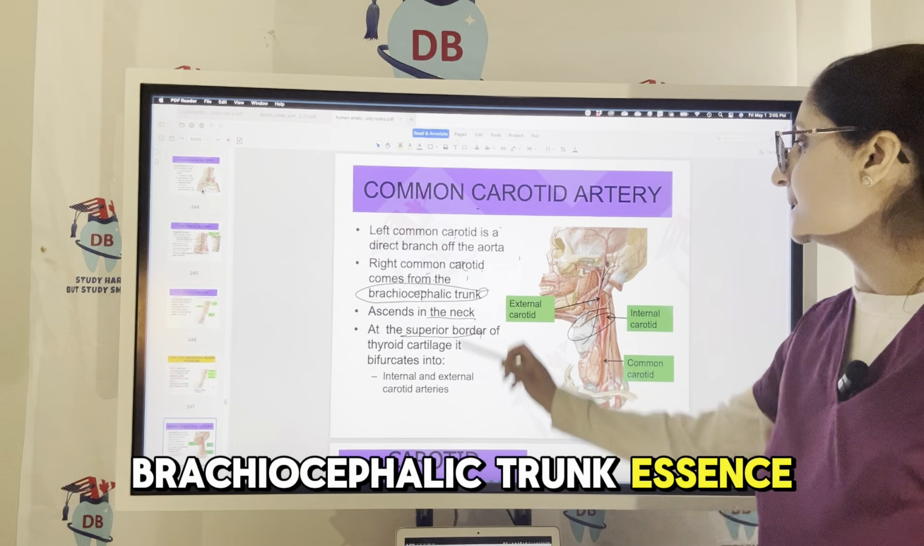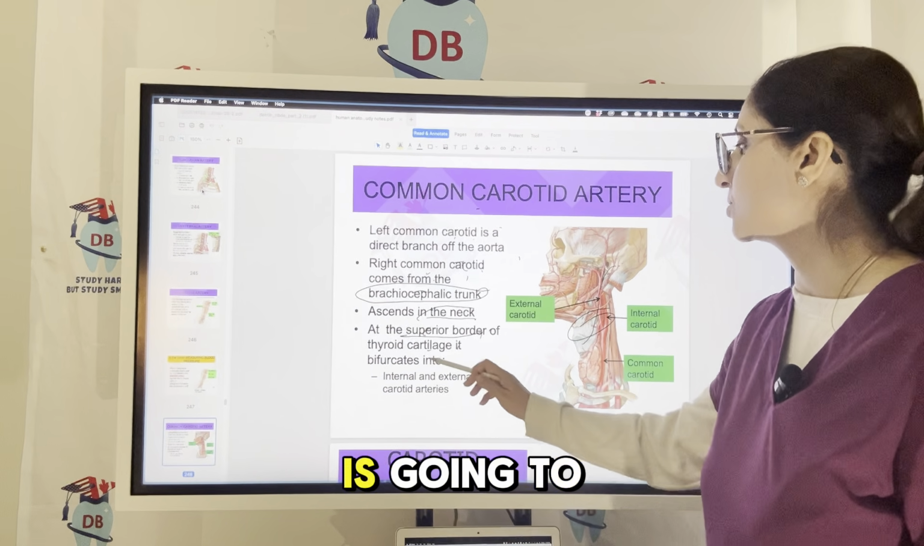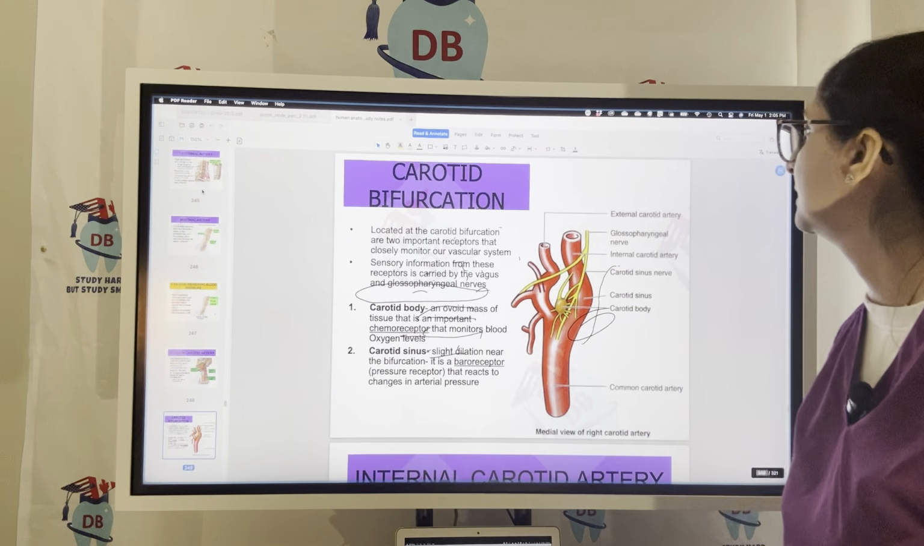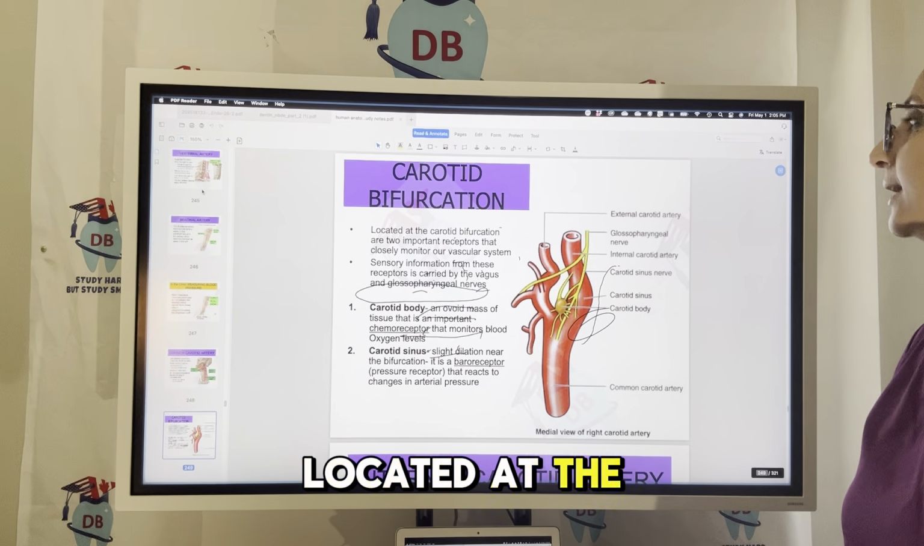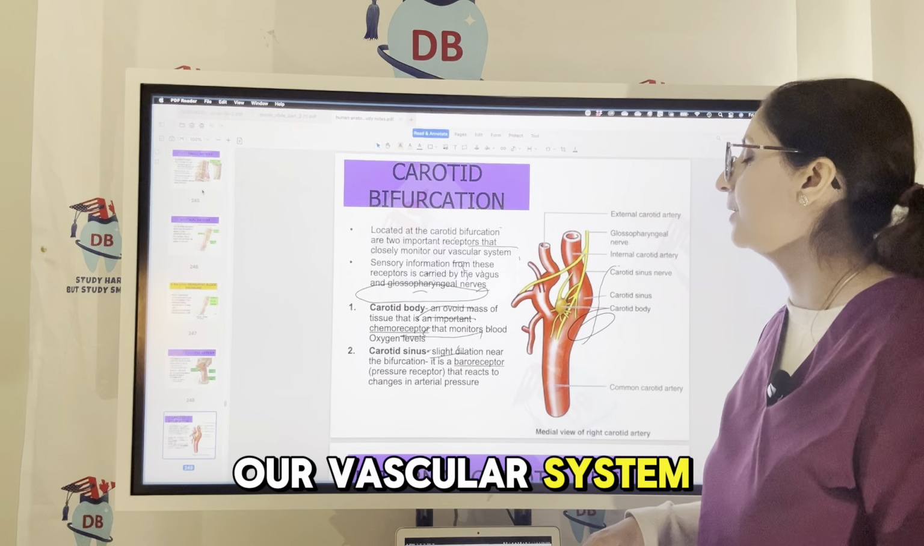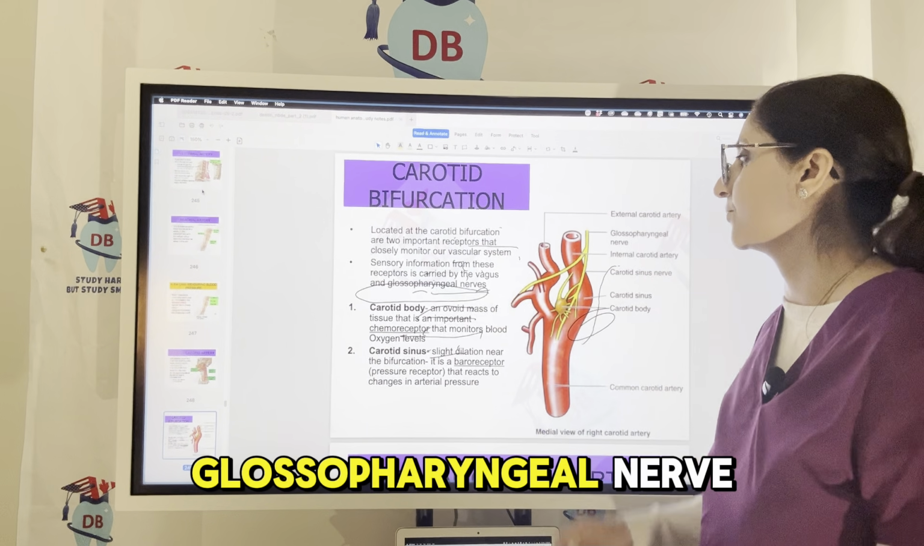The left common carotid artery is a direct branch of the aorta, while the right common carotid arises from the brachiocephalic trunk. It ascends in the neck at the superior border of the thyroid cartilage. That's where it is going to bifurcate into the internal and the external carotid artery. Located at the carotid bifurcation are two important receptors that closely monitor our vascular system. Sensory innervation from these receptors is carried by the vagus and the glossopharyngeal nerve.